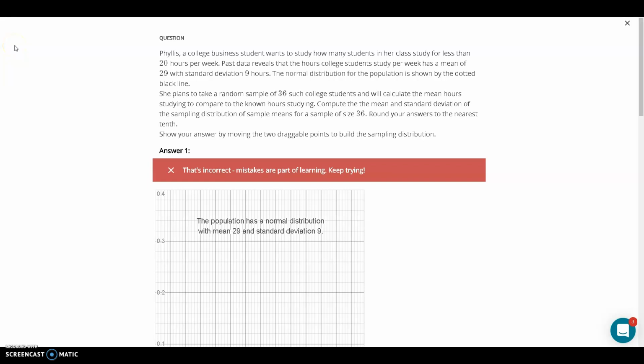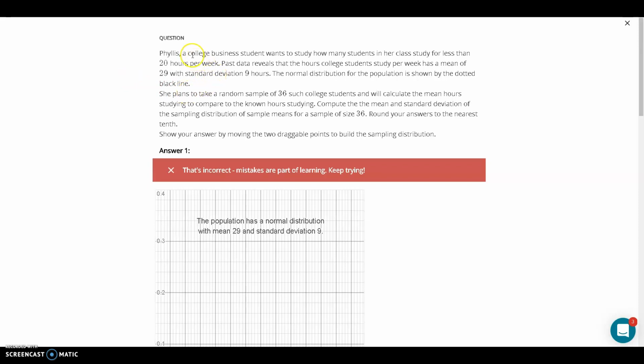Hello, everybody. I've gotten an email or two about people wanting me to work some questions that are in section 9.2 of Unit 4. So I'm going to work a few of these problems for you. Again, this is in section 9.2.